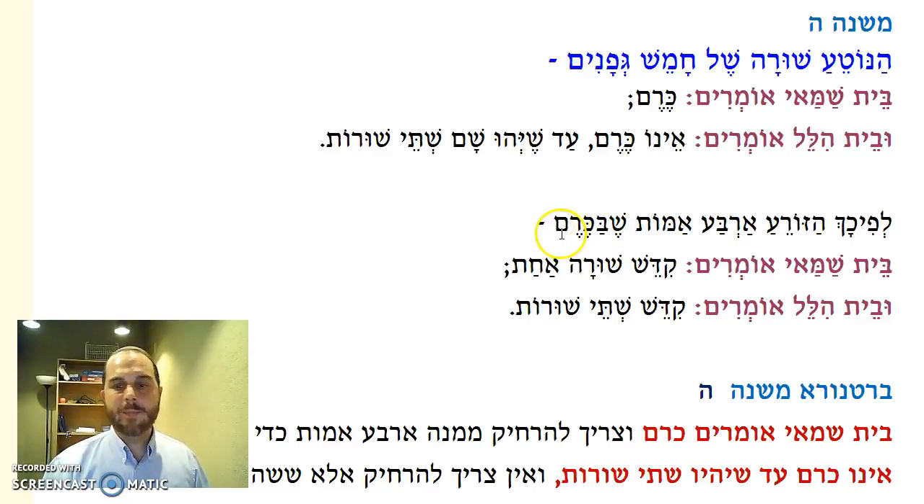if you plant within 4 amot of a real kerem, meaning everyone agrees, I've got a bunch of vines, and I plant within 4 amot, Beit Shammai omrim kidesh shura achat. Beit Hillel omrim kidesh shtei shurot. Beit Shammai says kidesh. What does the word kidesh mean? It doesn't mean sanctified here. It means you made forbidden 1 row. And Beit Hillel says you forbade 2 rows. Why does it mean forbidden?